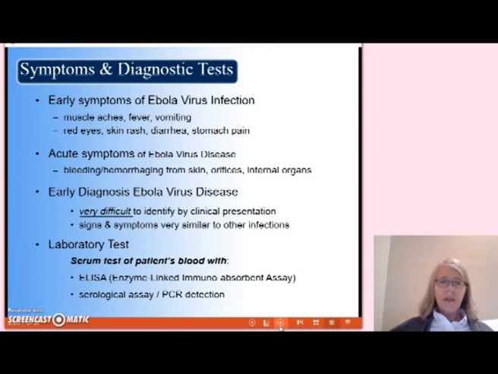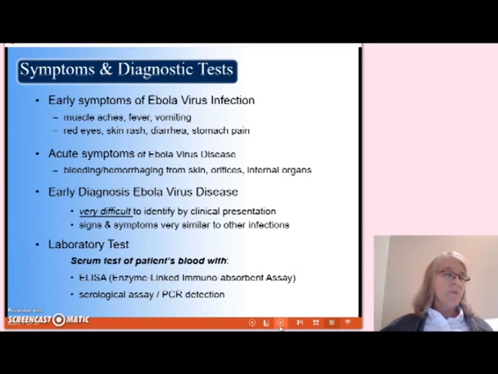The diagnostic tests for Ebola virus infection, again, you're looking for symptoms. They have acute bleeding and hemorrhaging in the skin and internal organs. So it's quite a rapid progression. They can die within days. It's really sad. The laboratory tests, of course, they have an enzyme-linked immunosorbent assay. So these will all be tested in reference laboratories.